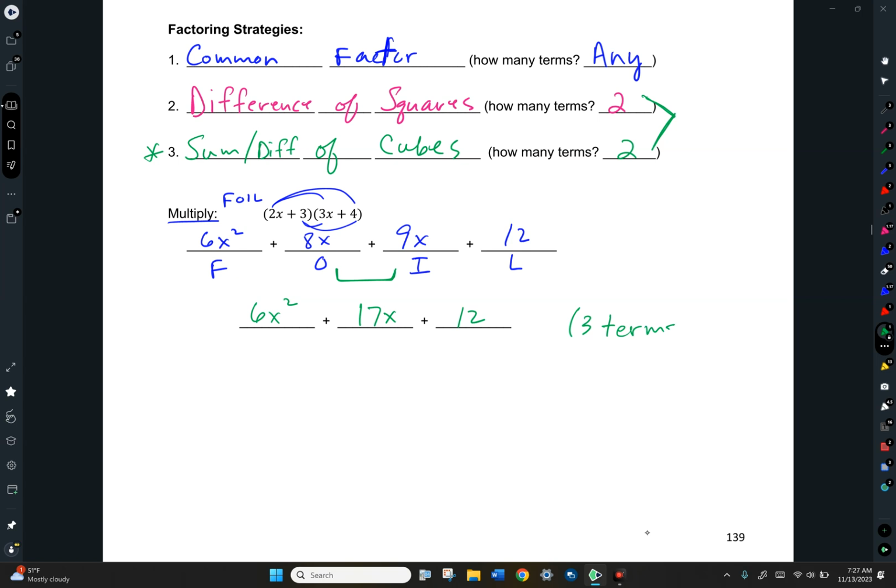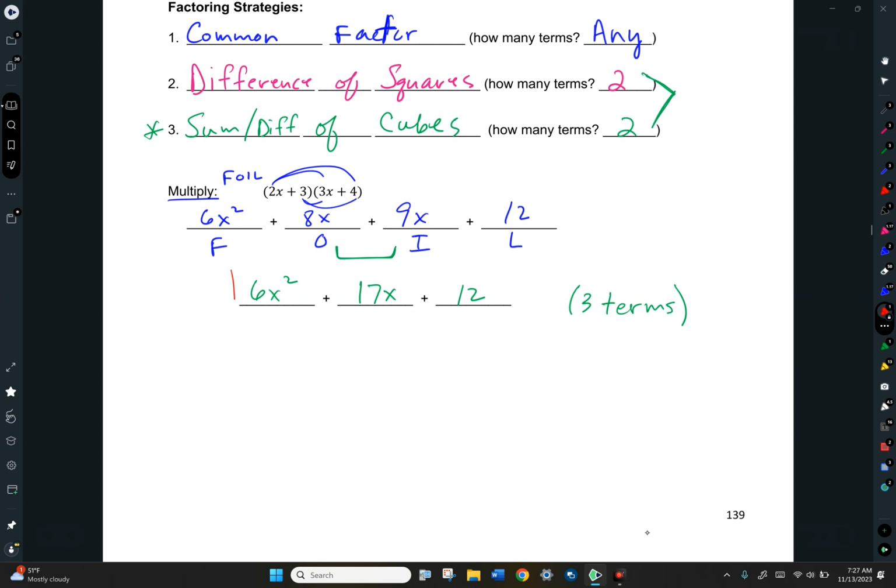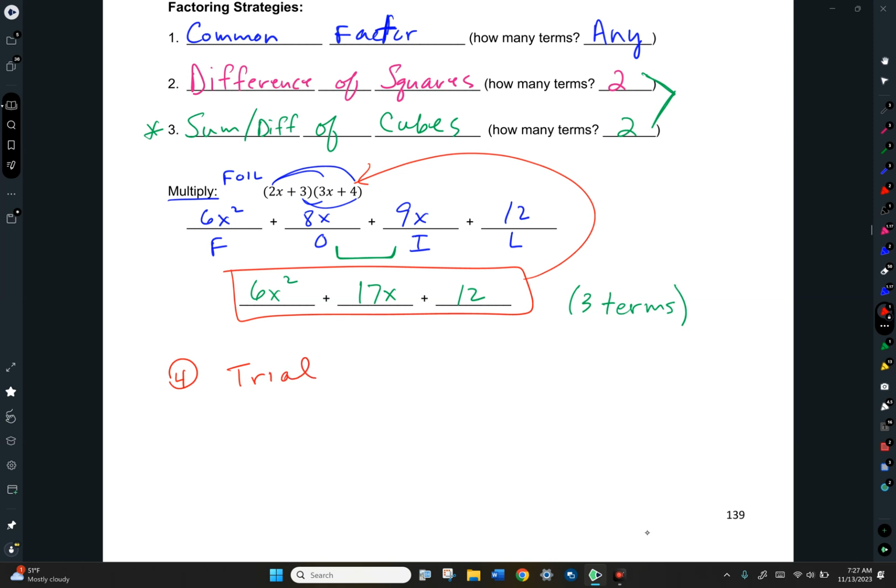Okay, so today is going to be about, what if we start with 3 terms and we want to work backwards and factor it into the parentheses? Okay, so this method is called trial and error. And yes, it's called trial and error, or some people might call it guess and check.